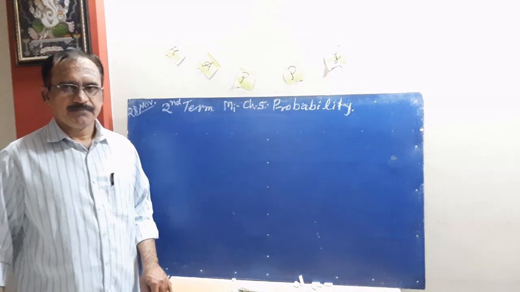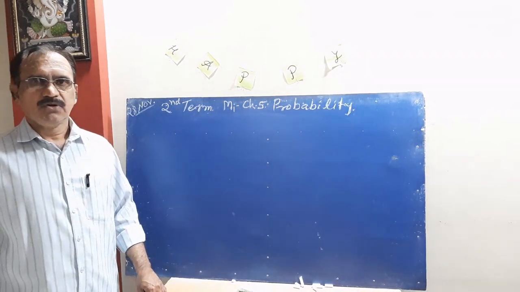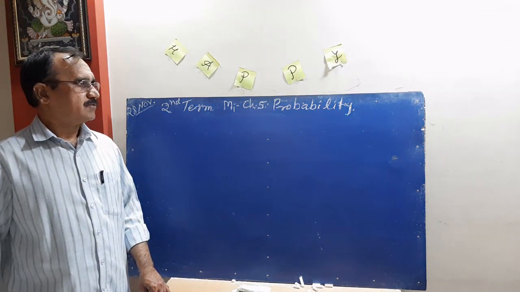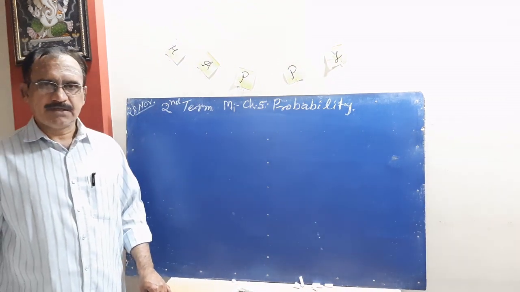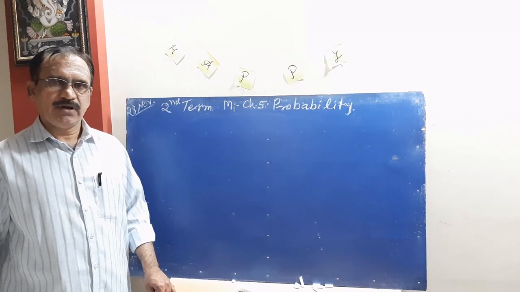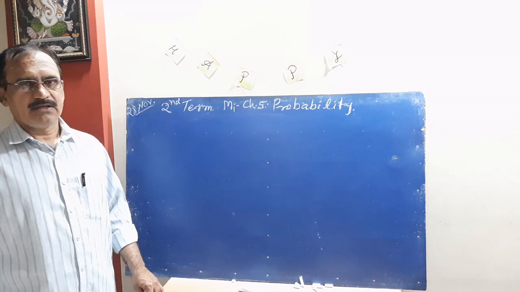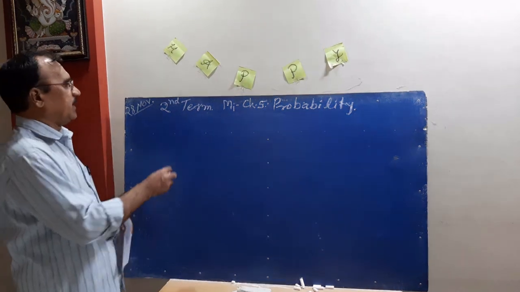In the previous period, we saw Maths-1, Chapter 5, Probability, and from that lesson we have already seen sample space, then event, and practice sets 5.2 and 5.3. Now we are going to see the last point in this chapter, which is probability of an event.